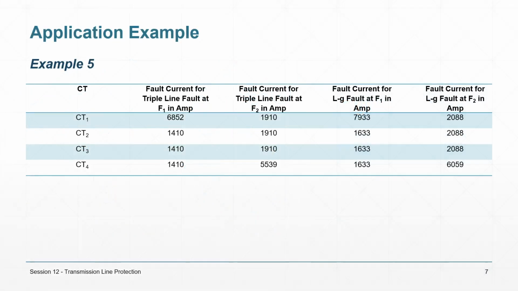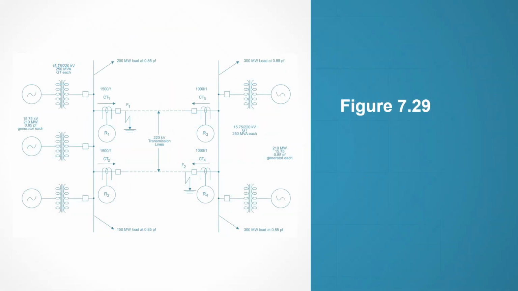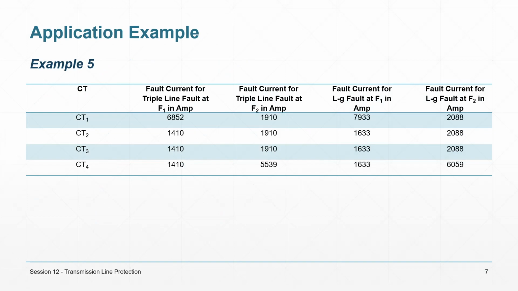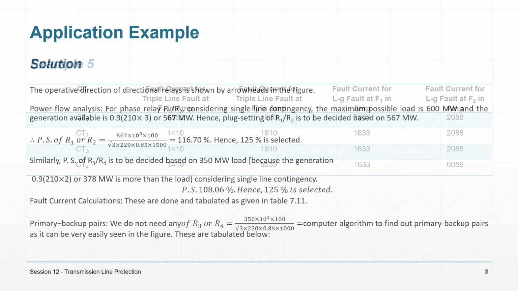Before that, the fault current calculation has to be done, which I have done for you manually on a scientific calculator because it is a small network; otherwise it is not possible. For F1, when the fault occurs at F1, maximum current passes through CT1 and low current passes through the other CTs. Similarly for F2 and for the line 2 ground fault. The fault currents are given to calculate these things.